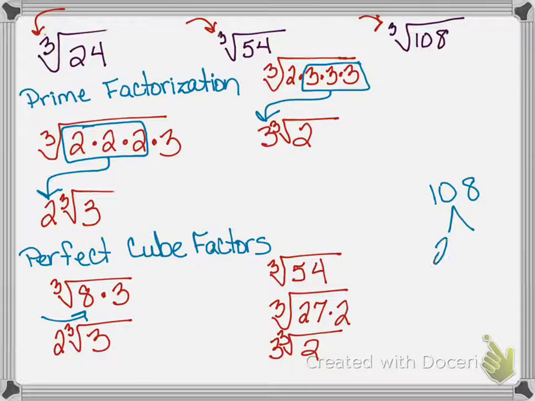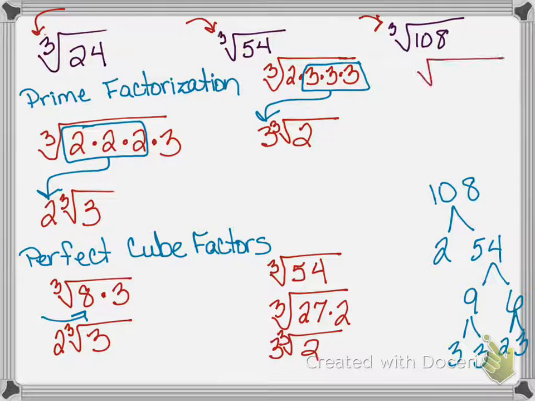So when I divide 108 by 2, I get 54, and that is easier for me to manage. I know some factors of 54, so I'm going to write down 9 and 6. 9 is 3 and 3. 6 is 2 and 3. So my prime factorization for 108 is 2 times 2 and 3 times 3 times 3.